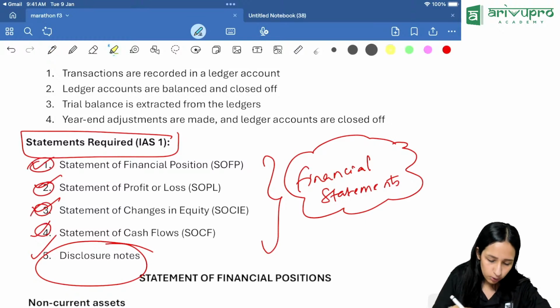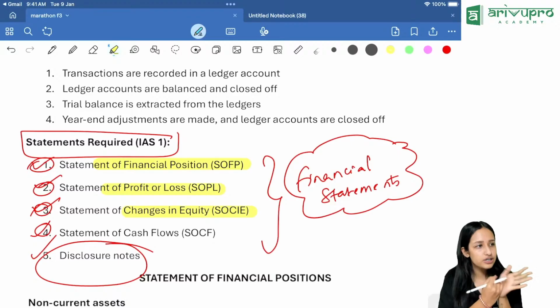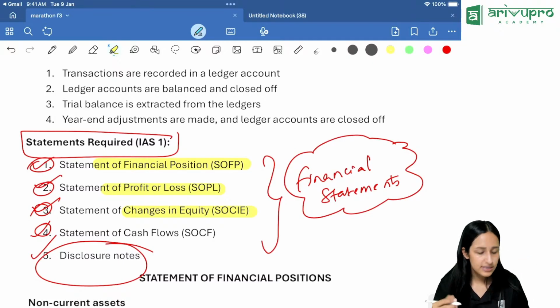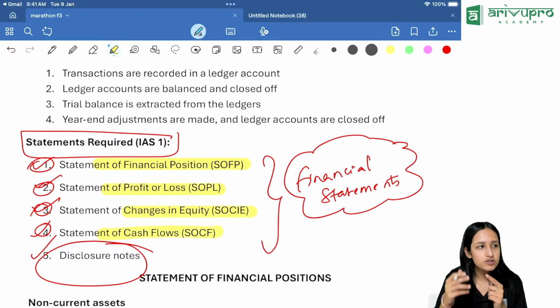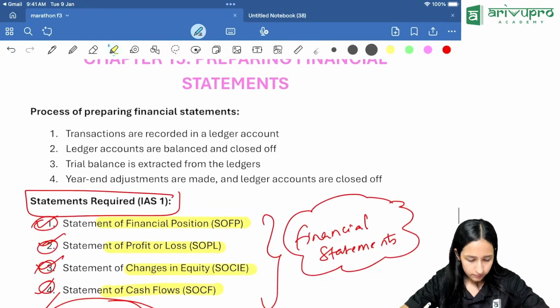Okay, so out of this, most of the part of SOFP we've already gone through. SOPL also we've gone through. SOCIE, I showed you that, right? The share capital, share premium, reserve, revaluation surplus, and retained earnings. These 4 things are a part of SOCIE. And the last one, cash flows, is going to be the next chapter. We'll read through that. Okay.